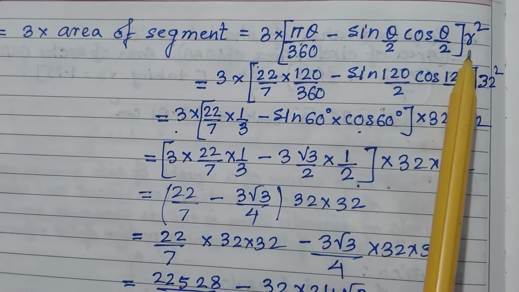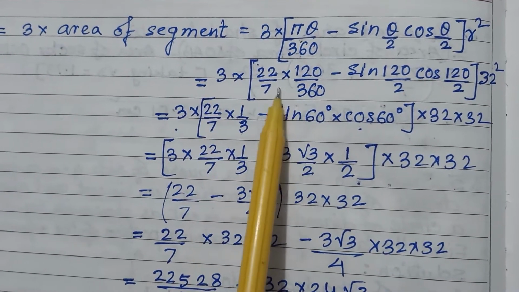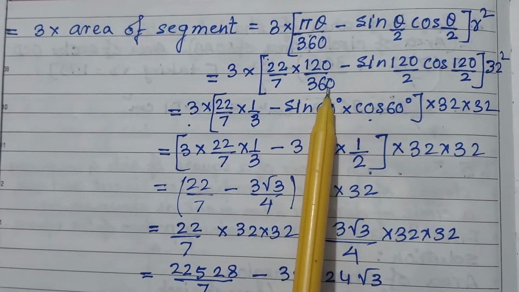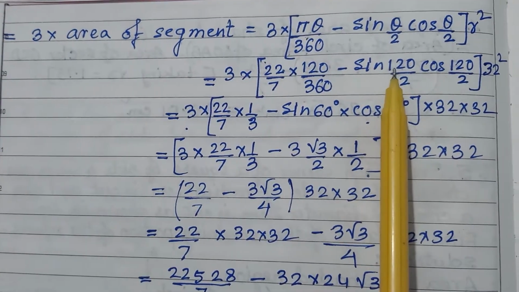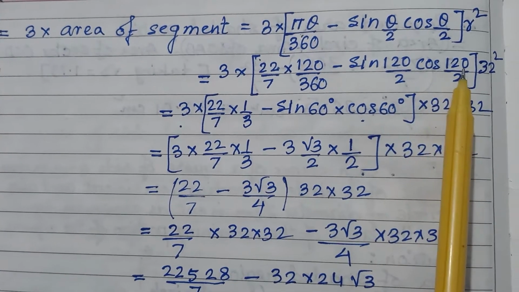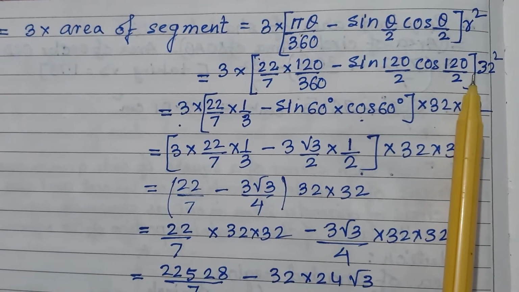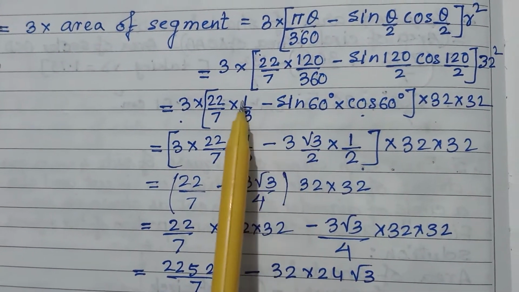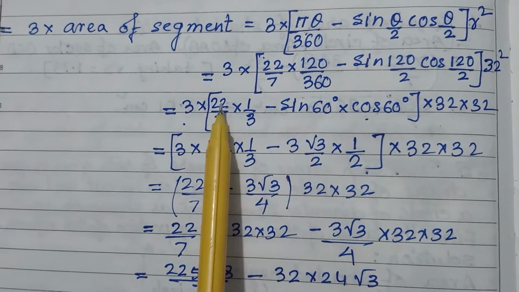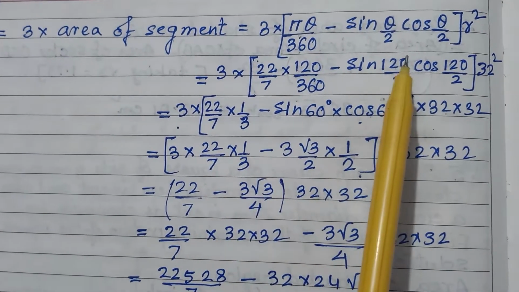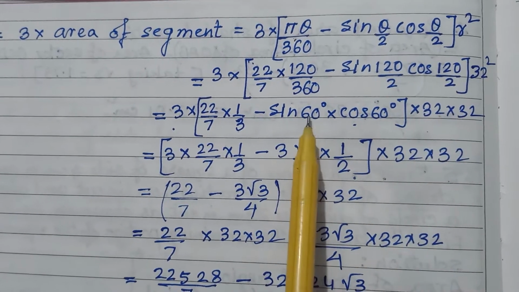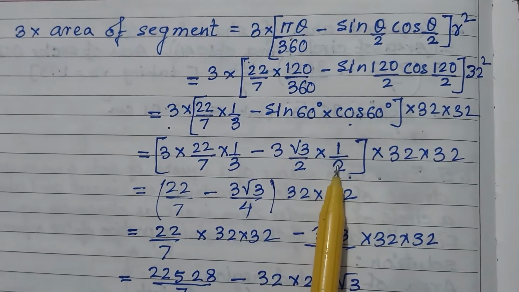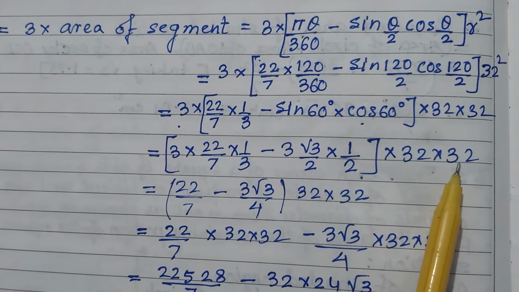into r square. Now 3 into, pi is 22 upon 7, theta is 120 degree upon 360 degree, minus sin 120 upon 2 and cos 120 degree upon 2, into radius 32 square. This calculation gives 1 upon 3. So 22 upon 7 into 1 upon 3. Sin 60 degree and cos 60 degree: sin 60 degree is root 3 upon 2 and cos 60 degree is 1 upon 2. And it is 32 into 32.